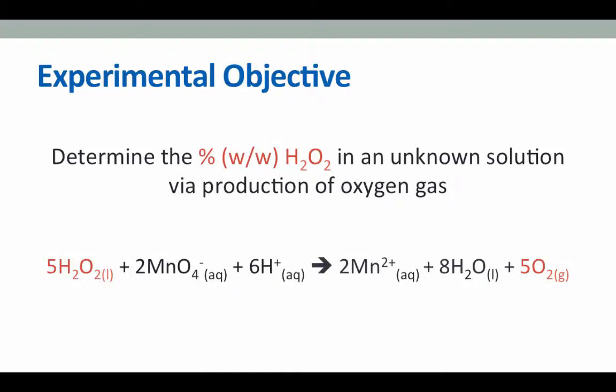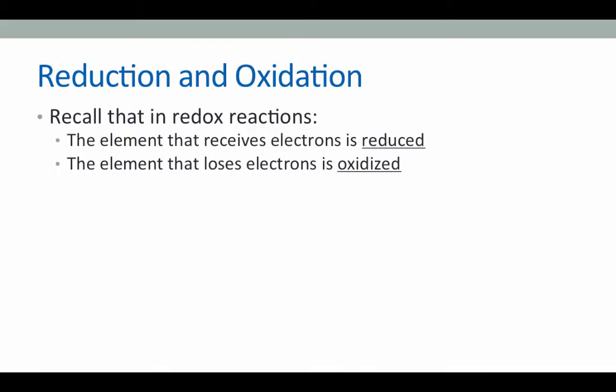The objective of your experiment today is to determine the amount of hydrogen peroxide in percent weight by weight within an unknown solution, and you will determine this using the production of oxygen gas through the redox reaction of hydrogen peroxide with potassium permanganate.